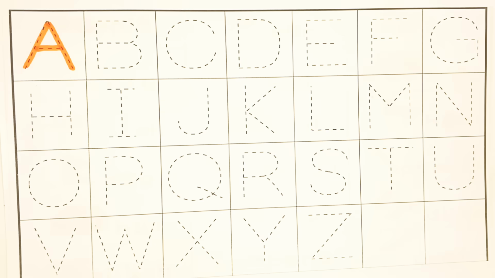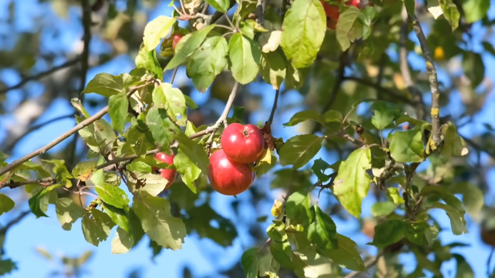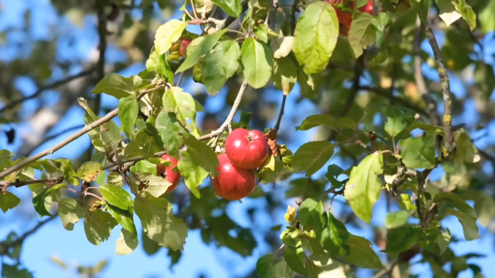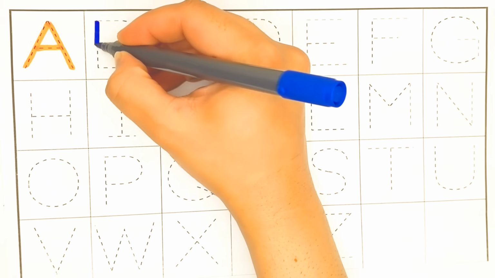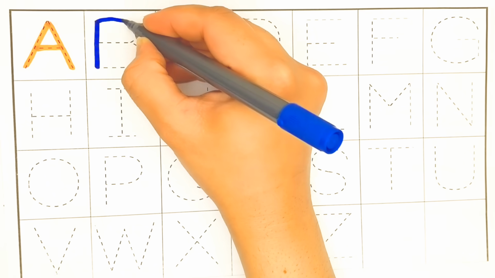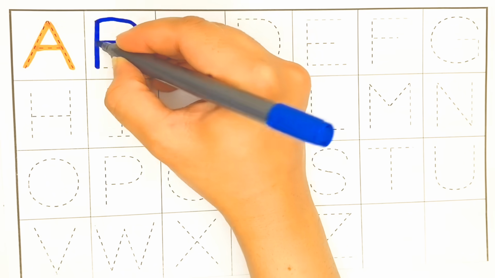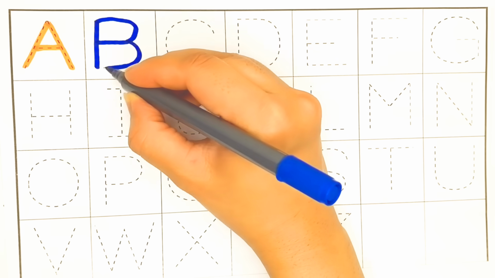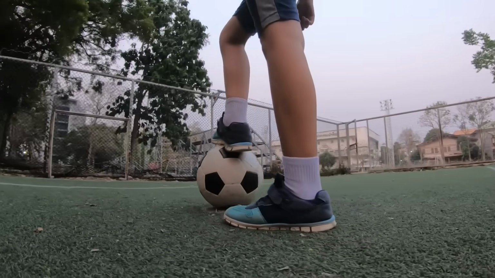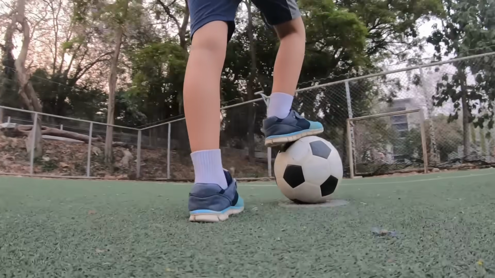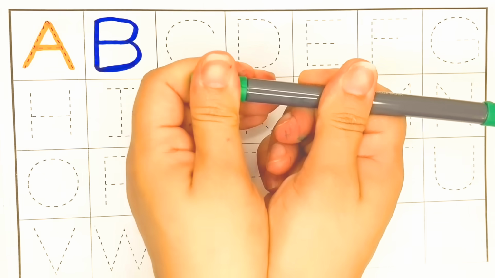Capital A. A for apple. Apple is a red fruit. Capital B. B for ball. I play with a ball.